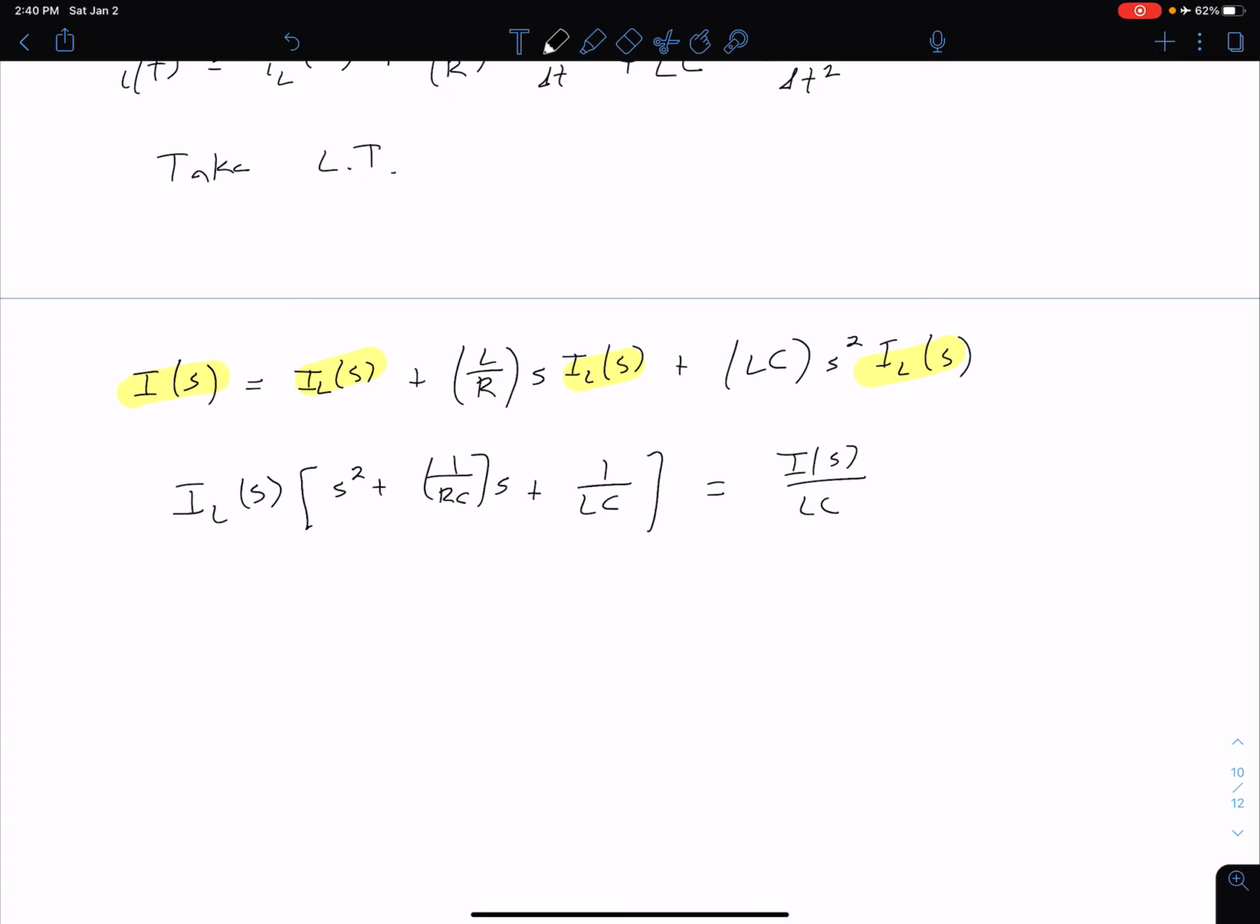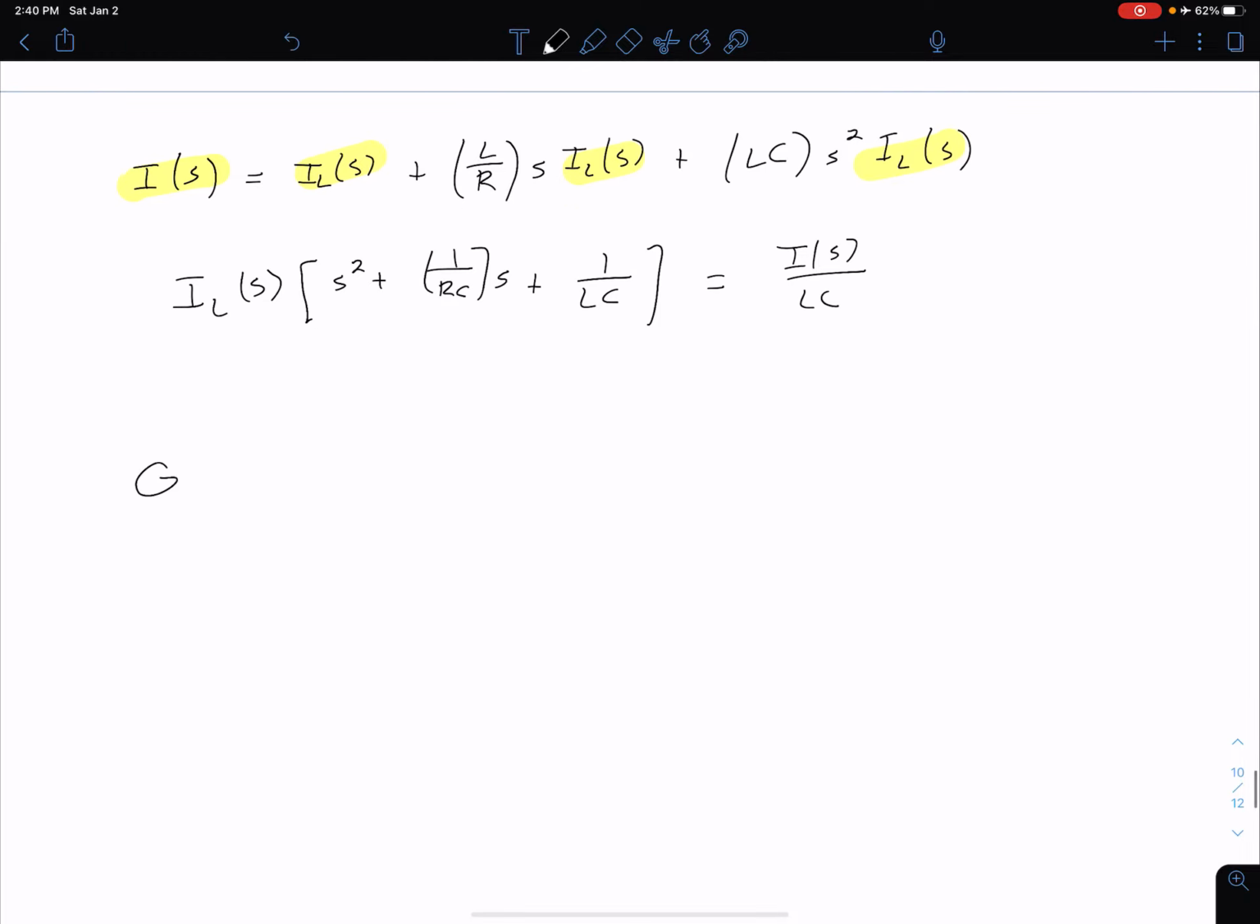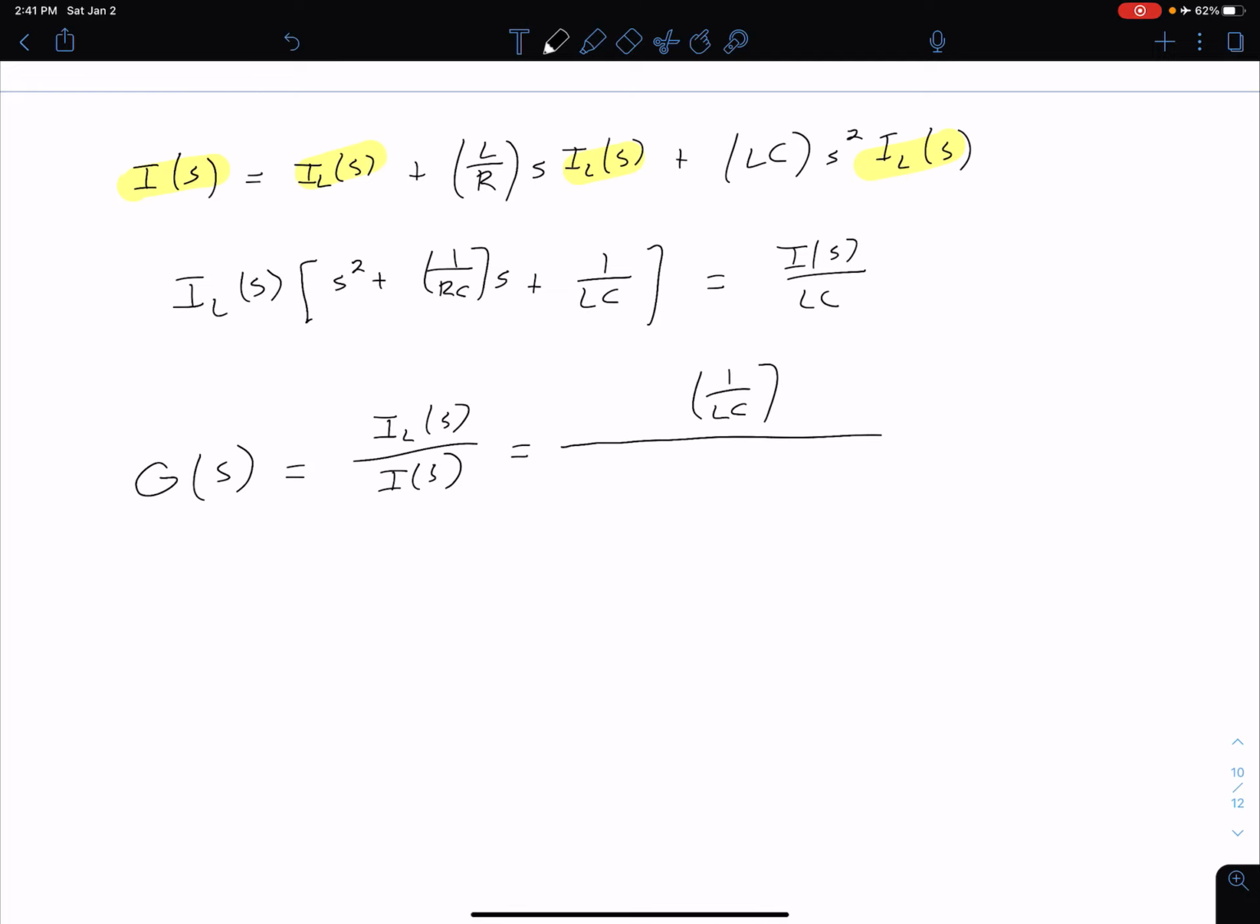So now finally I can solve for the transfer function. So we get our transfer function G of s, which, based on what we were told the input and output are, is IL of s, our output, divided by our input. And so from the previous line, that's then equal to 1 over LC divided by s squared plus 1 over RC times s plus 1 over LC. So this would be our transfer function and the final answer if we were thinking of this as a problem where we wanted to find that transfer function.